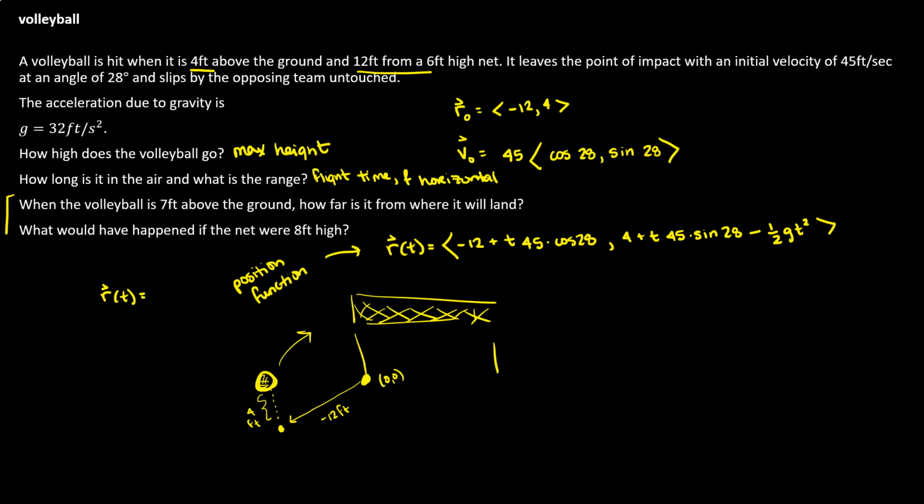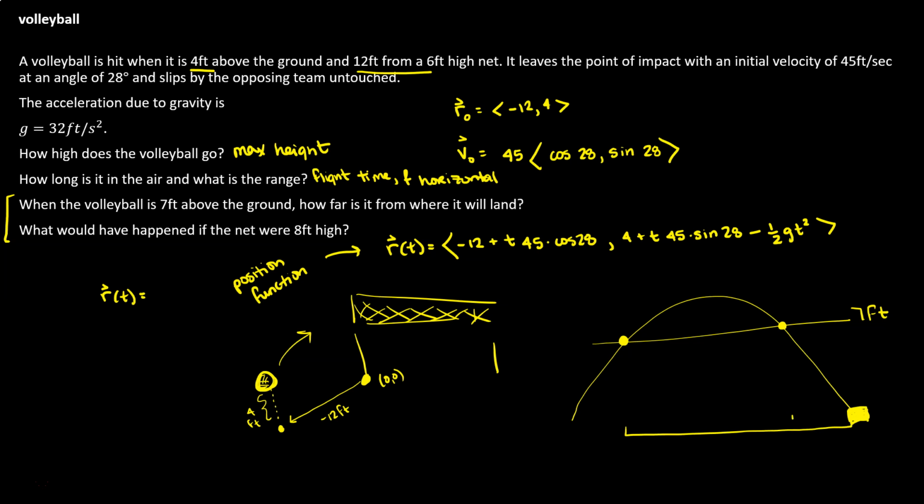And then there's a couple of questions that I want to leave for you to think about. If the volleyball is 7 feet above the ground, how far is it from where it will land? So if you think about the projectile motion, if we know it's 7 feet above the ground, it's either here or here. I want to know how far it is from where it lands. It lands down here on the ground. So we need to calculate this distance and this distance.